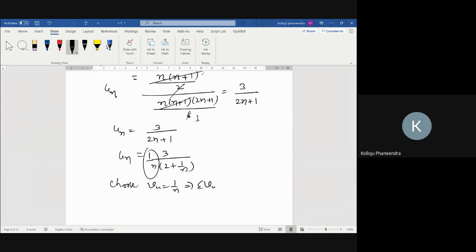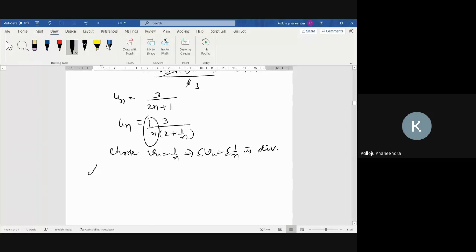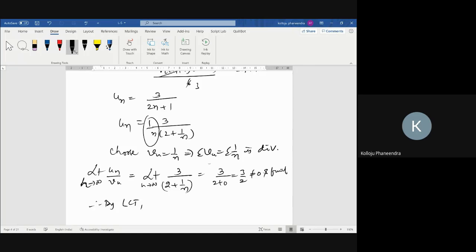So sigma Vn is what? Sigma 1 by n is divergent. Therefore, what is the limit of un upon Vn as n tends to infinity? You will get 3 upon 2 plus 1 by n as n tends to infinity. So what is this value? 3 by 2 plus 0, 3 by 2, not equal to 0 and finite. Therefore, by LCT, since sigma Vn is divergent, sigma Un is also divergent. Clear?